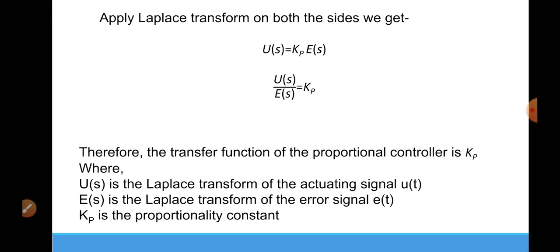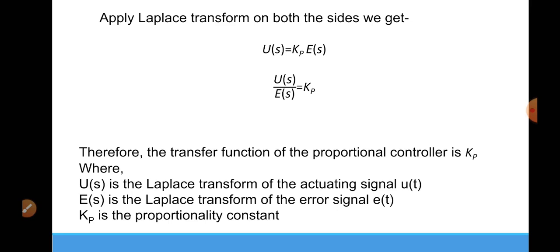U(s) here is nothing but the Laplace transform of the actuating signal, that is your output. E(s) is the Laplace transform of your error signal, that is e(t), the input, and Kp is your proportionality constant. You can use this for amplifying the error signal.